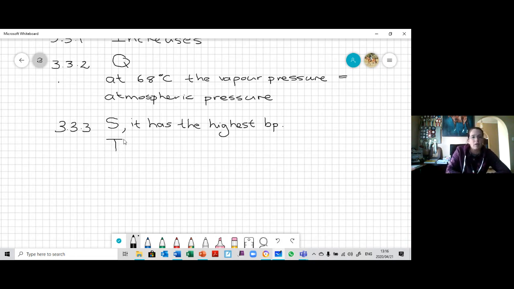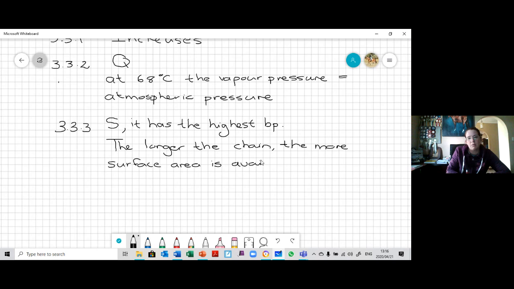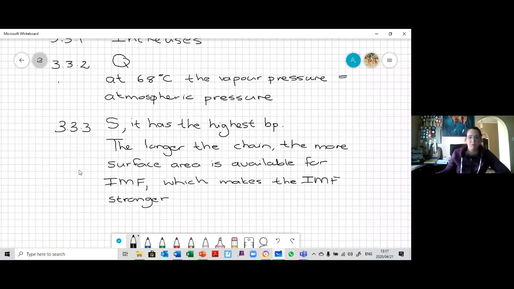So the longer the chain, the more surface area is available for IMF, which makes the IMF stronger. Okay, that's the first part.